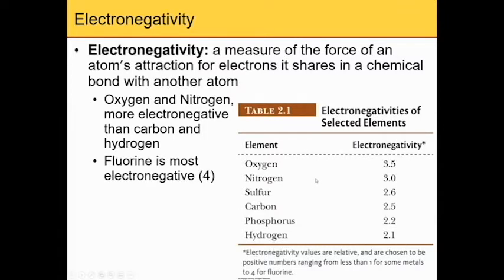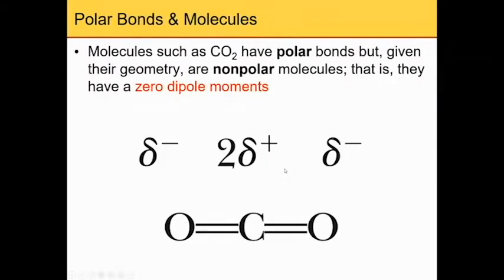Okay, so fluorine has the highest electronegativity. All right, and then oxygen, nitrogen, sulfur. These are all strong electronegativity. So are the polar bond molecules.